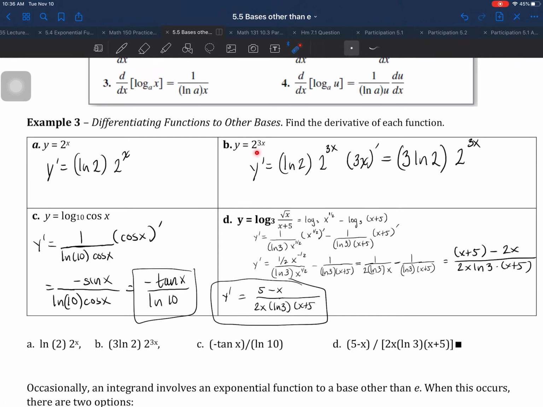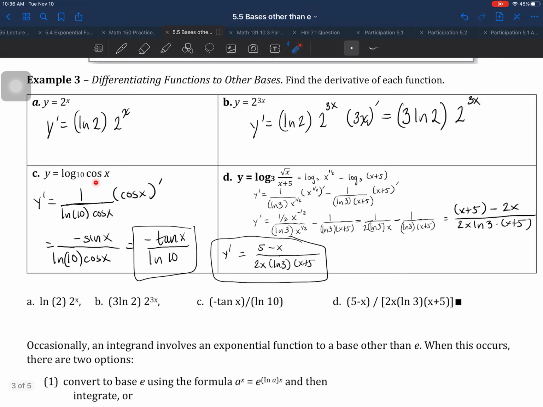The derivative of 2 to the 3x will be itself multiplied by natural log of 2. And then don't forget to multiply by the derivative of the inside, which will be 3. And then you can multiply that to the front.